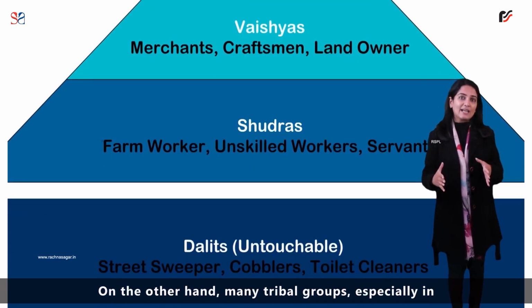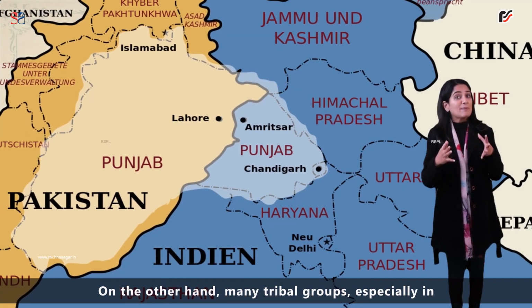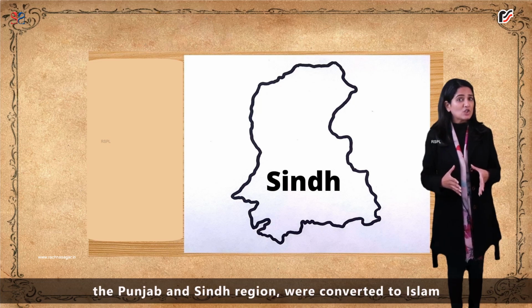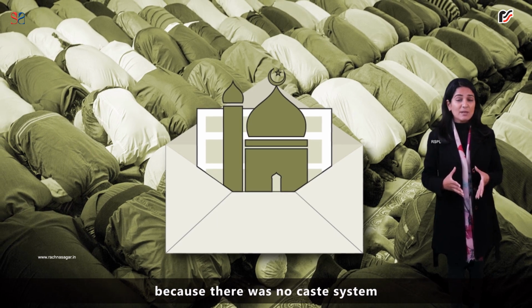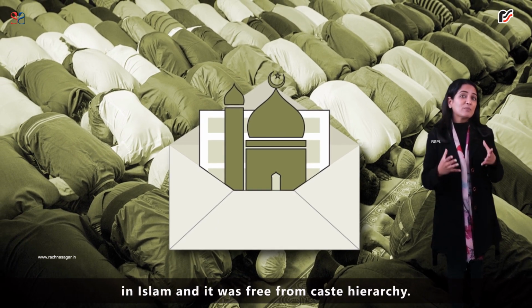On the other hand, many tribal groups, especially in the Punjab and Sindh region, were converted to Islam because there was no caste system in Islam and it was free from caste hierarchy.